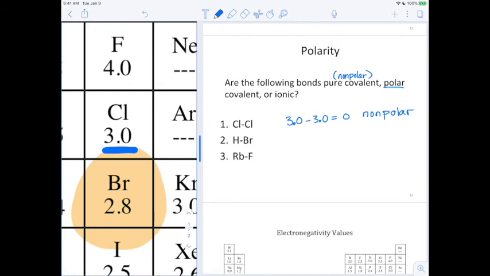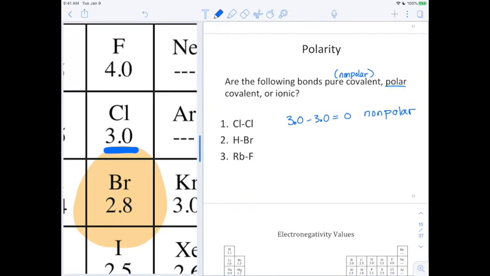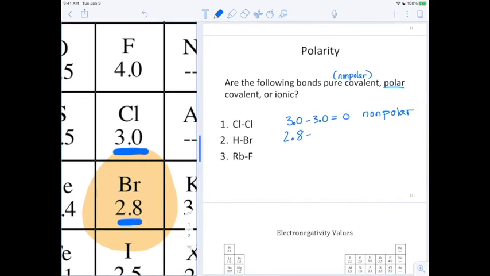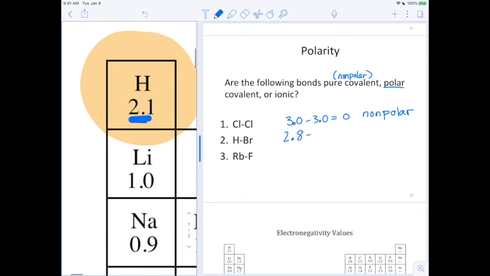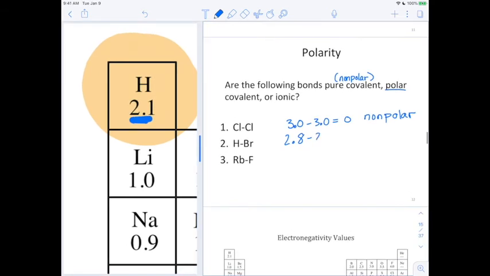All right, so next up we have HBr. So Br is 2.8. Hydrogen, 2.1. So we end up with a 0.7, and that falls into our polar category. So any questions on that one? And by the way, if you subtract them in the opposite order, just take their absolute value, so don't worry about the negatives.